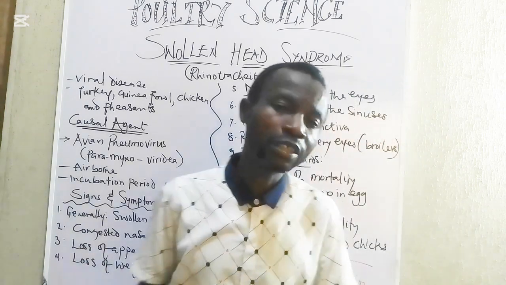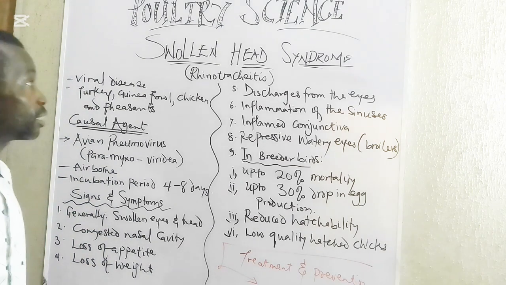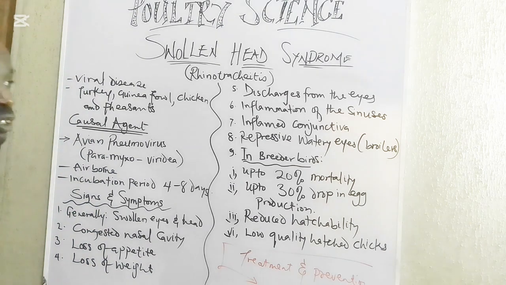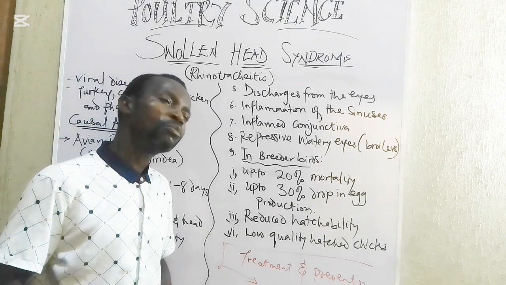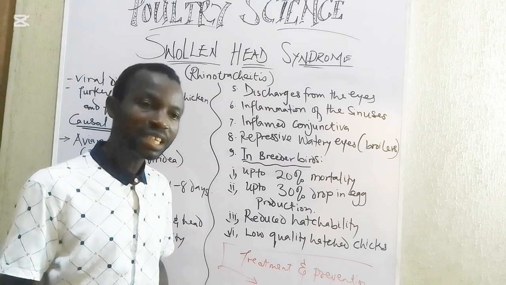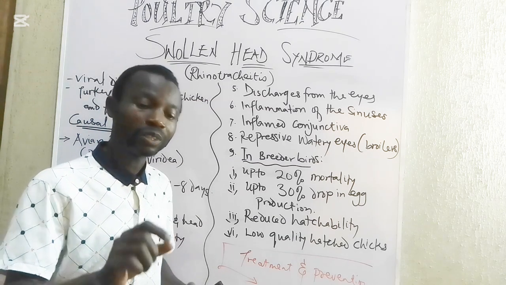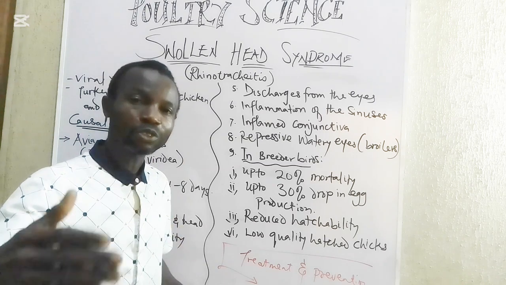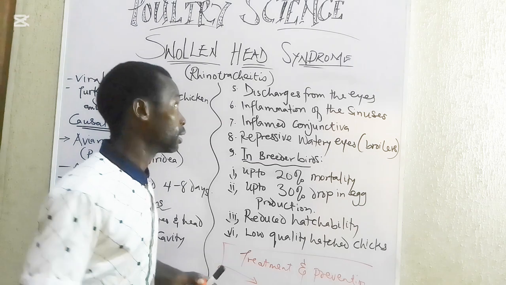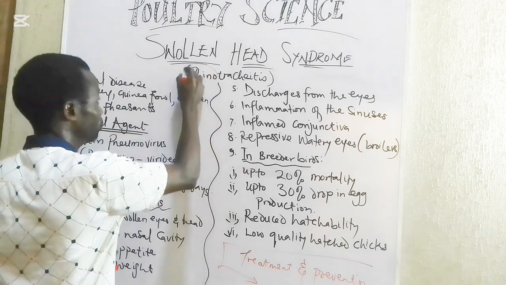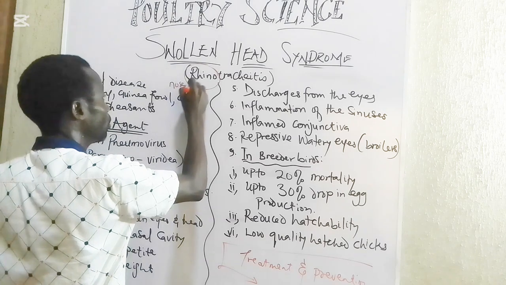Now what we have today is swollen head syndrome, also called rhinotracheitis. One of the things I've always done in teaching science is this: you would almost always get the meaning of an entire compound word in science by knowing the constituent prefixes, suffixes or syllables. Now this is rhino. Rhino has to do with nose or nasal.